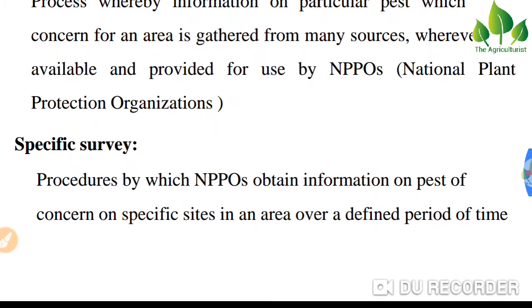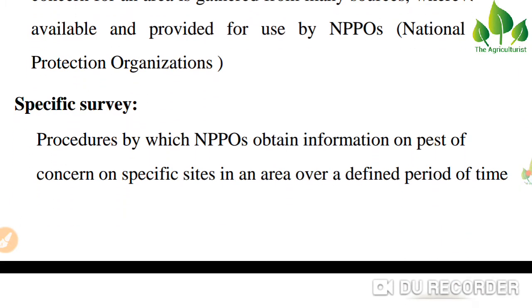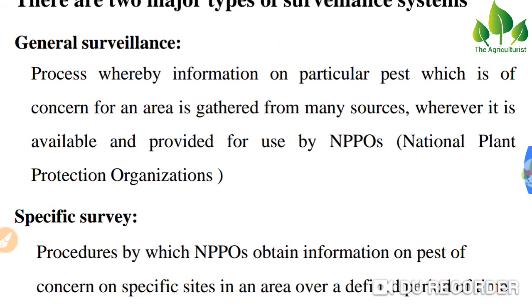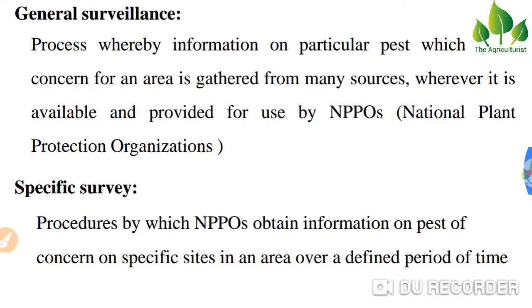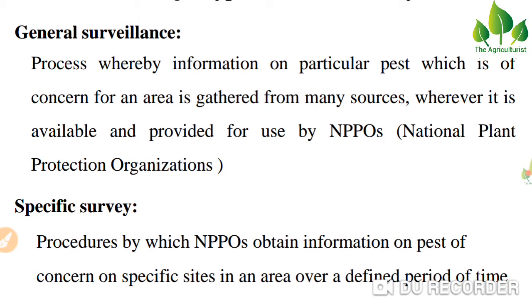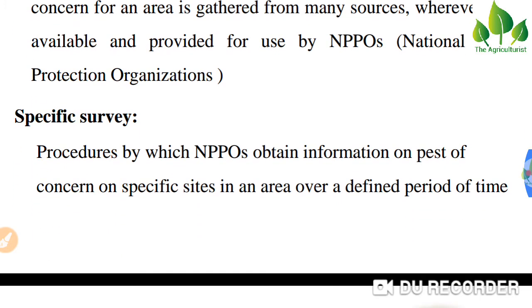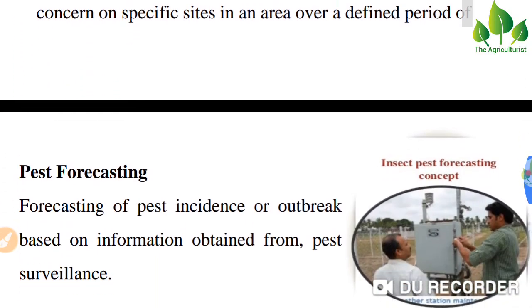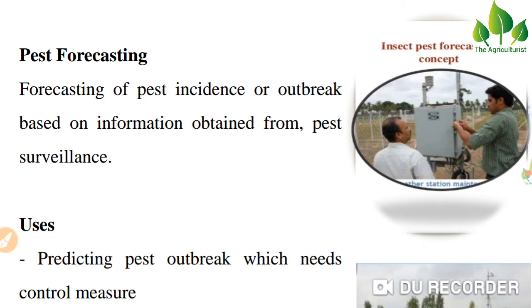And the second one is specific survey. These types of survey are organized by NPPOs for a specific pest on a specific site and a defined period of time. So this is the difference between general surveillance and specific surveillance. In general surveillance the information on the pest is gathered from different sources, but in a specific survey the information is gathered on a specific pest, in a specific period of time, at a specific site by National Plant Protection Organizations, right? So next thing arrives here, what is pest forecasting?